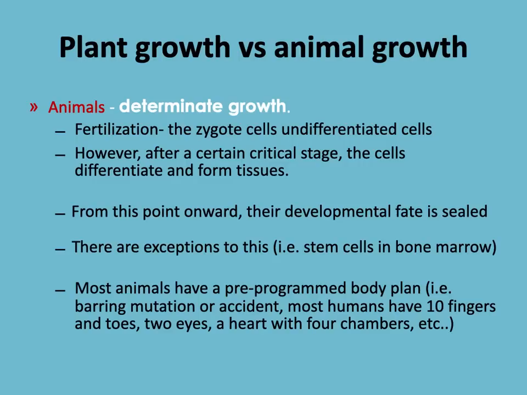Most animals have pre-programmed body plans. For example, you have 10 fingers, 10 toes, 2 eyes, and a heart with 4 chambers. So it will be the same for everyone except due to mutations or accidents.